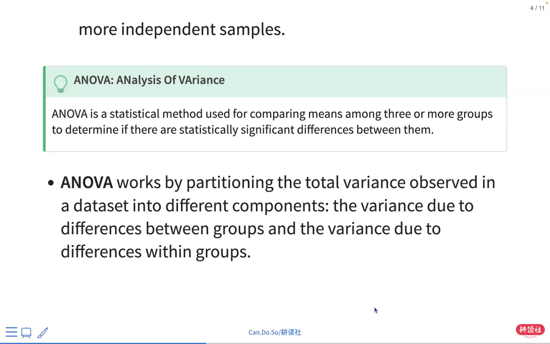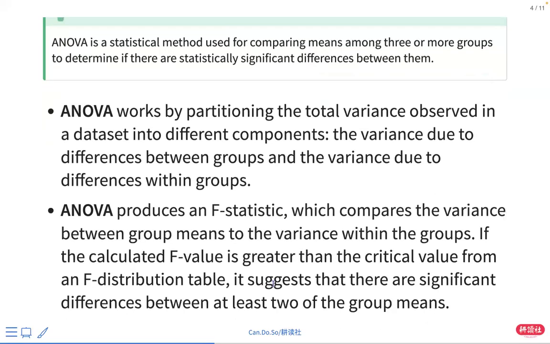ANOVA works by partitioning the total variance observed in a dataset into different components: the variance due to differences between groups and the variance due to differences within groups. ANOVA will produce an F statistic, which compares the variance between group means to the variance within the groups. If the calculated F value is greater than the critical value from an F distribution table, it suggests that there are significant differences between at least two of the group means.